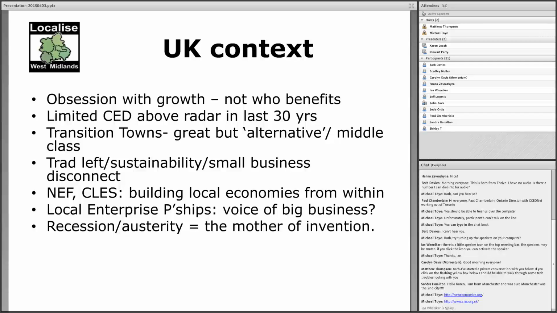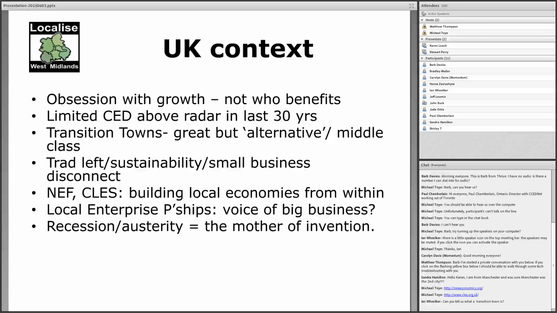And we have local enterprise partnerships, which were introduced by the previous government after the recession. They're very much dominated by big private sector interests, but they're all about spending public money and setting public policy, and they're not very inclusive, and more of that later, I think.